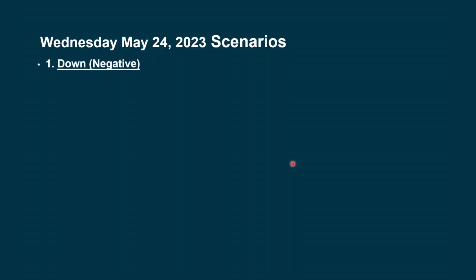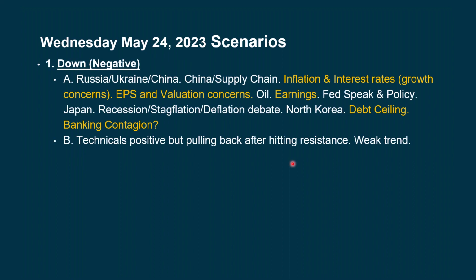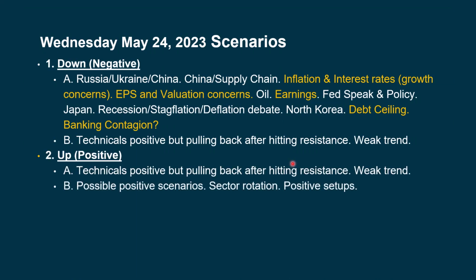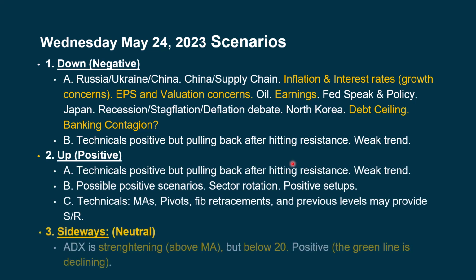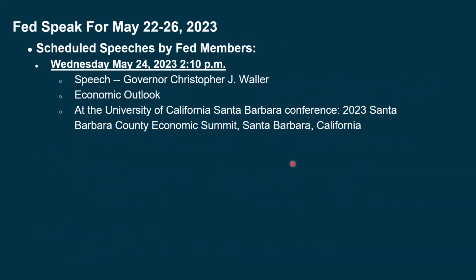So our scenarios. Hard to go with the down one right now because we're not really trending and we haven't really switched over. Can't really go with the up one because we did have a down day, and we're also in a very weak trend. So we still default over to the sideways or neutral trend because the ADX is still above its moving average, but both of them are below 20. The green line is on top, but it is declining. We have one speech coming out on Wednesday that'll be given by Governor Waller.